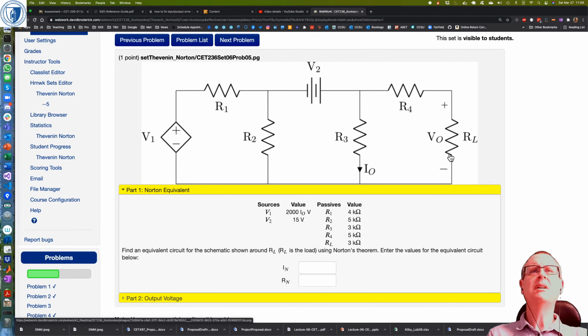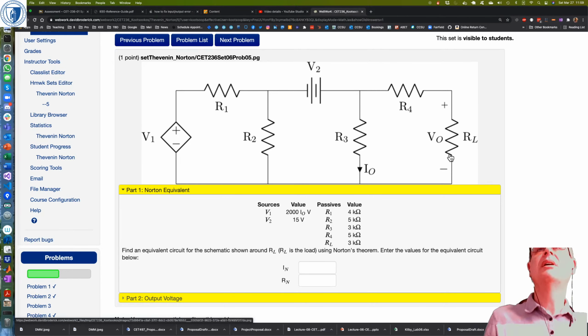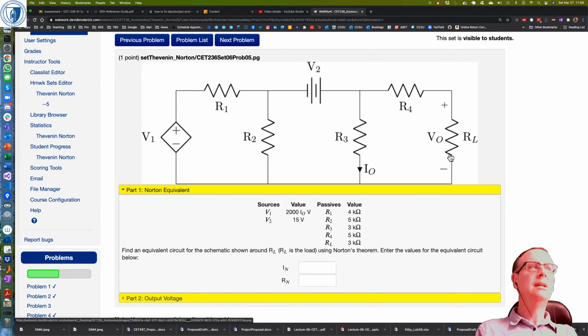And then problem 5. Ooh, this one's, what have we got? We've got the load over there on the right hand side. And we want to find the Norton equivalent again. So this one's not as easy because we've got a dependent source in V1. So we need to use either the open circuit voltage short circuit current technique or the apply a voltage technique in order to solve this one.